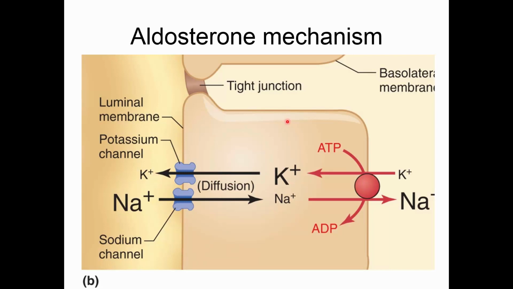So aldosterone is going to promote the action of these particular proteins. I want to say these cells are called principal cells. I always have a hard time remembering the names of cells, but I think these are principal cells. And if we promote the ATPase and get a bigger gradient, then we promote potassium secretion and sodium reabsorption.